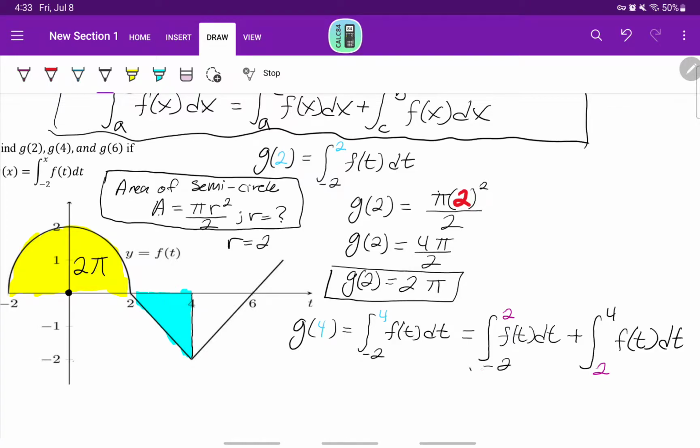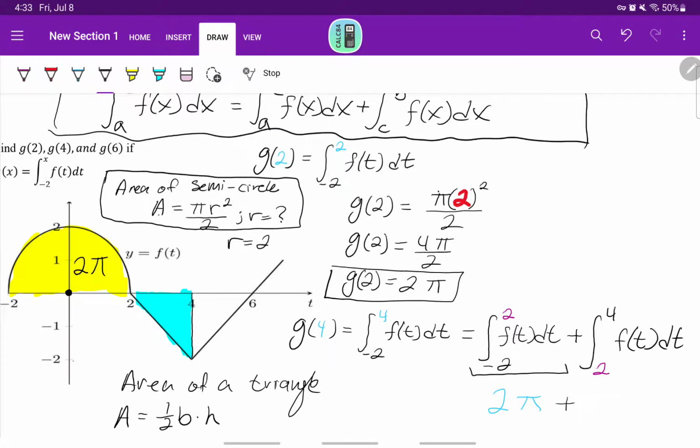And we should know what this part is already. This part, we found it in the last question. This is 2 pi. Which means we only have to find this part now. But you knew that already because we don't know what this part is. This is a triangle. The area of a triangle, A equals 1/2 base times height.